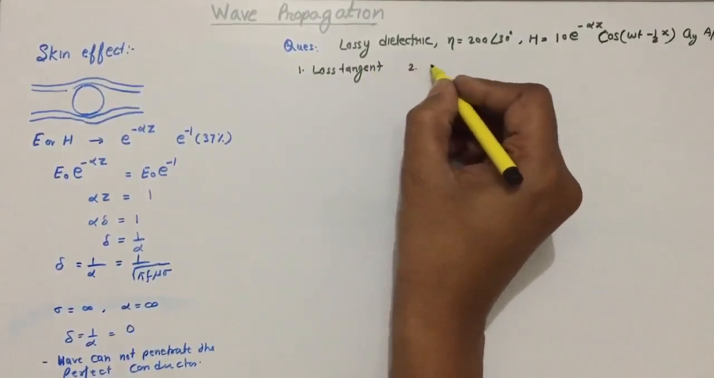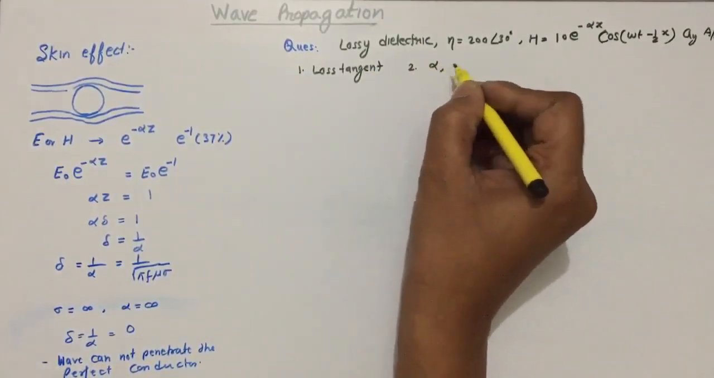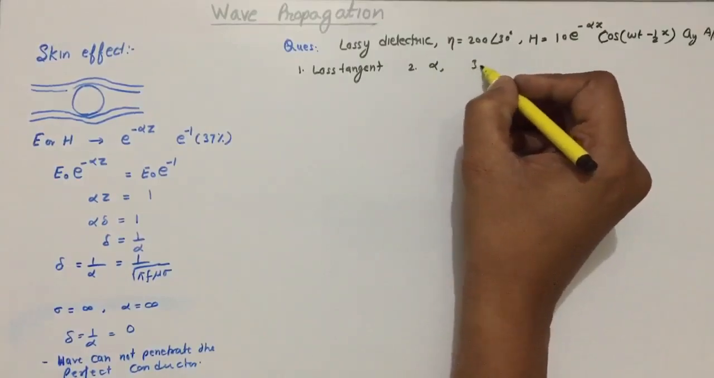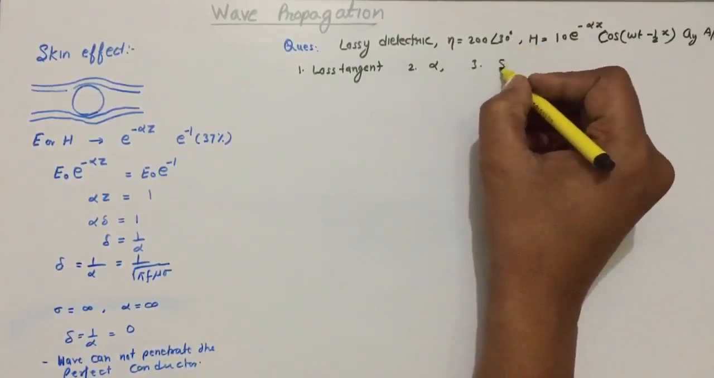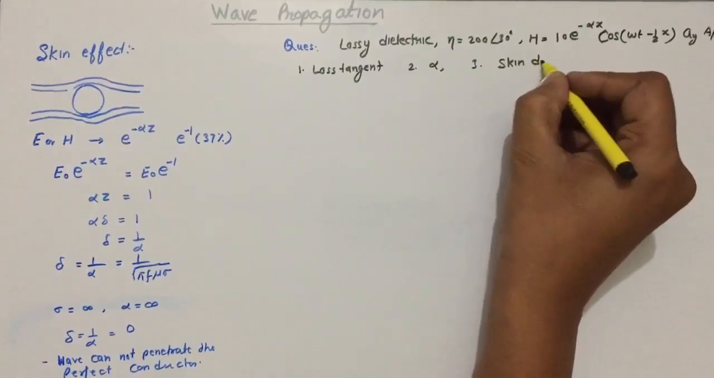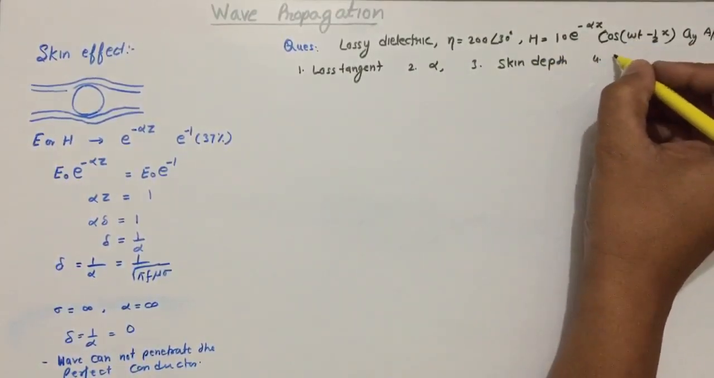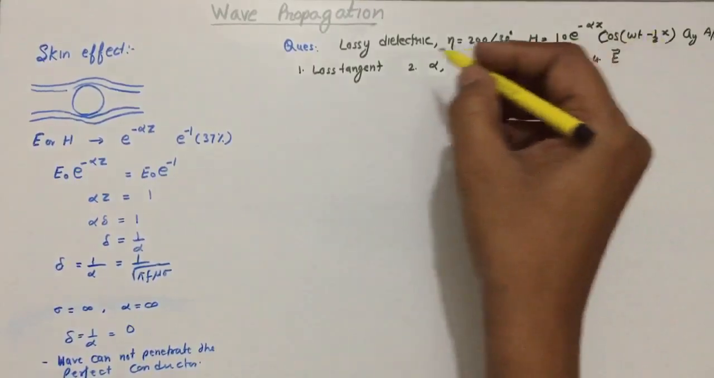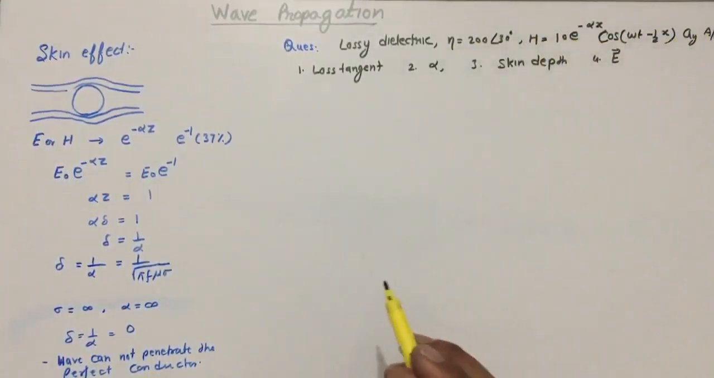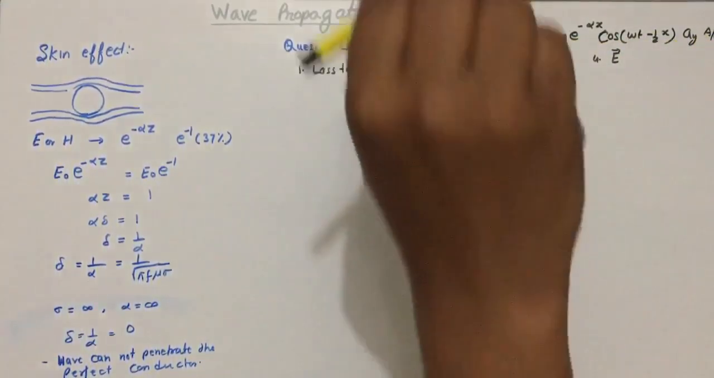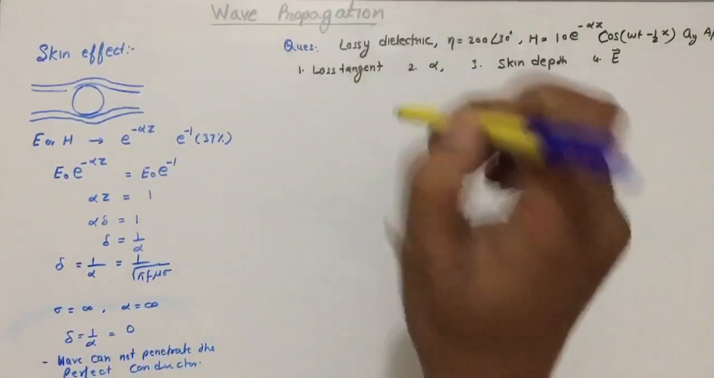Second thing is attenuation constant. Third parameter to know is skin depth, and the next parameter is the electric field from this magnetic field equation. Okay, so let us try to find all of them one by one.